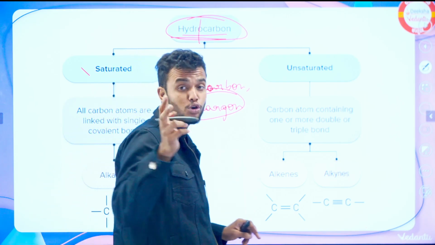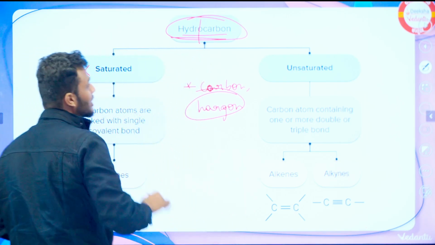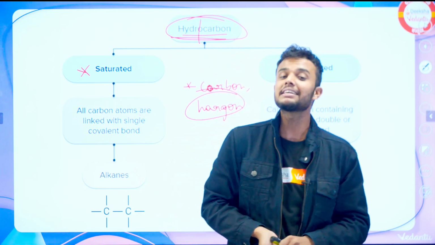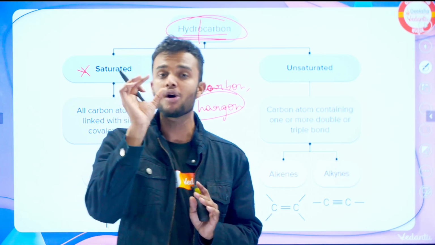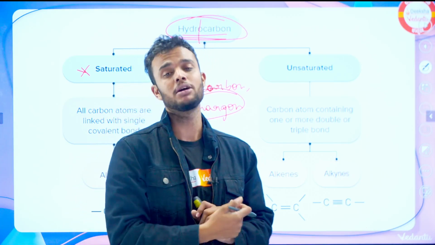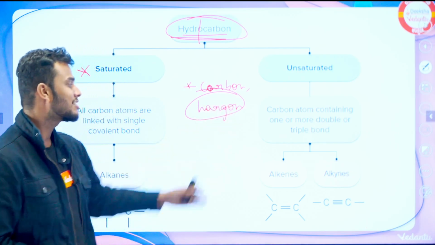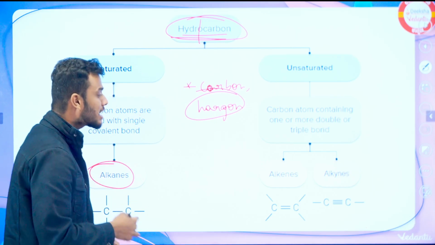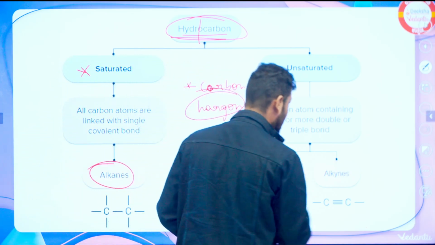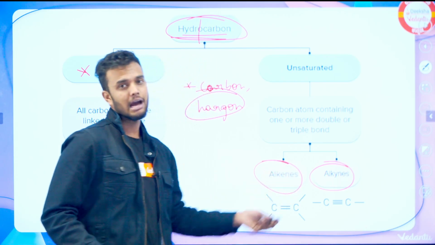Hydrocarbons are classified into two types. The first one is saturated, and the second one is unsaturated. Saturated means all the carbon atoms present in the hydrocarbon have single bonds. Unsaturated means it has double bonds or triple bonds. Single bond hydrocarbons are called alkanes. Double bond hydrocarbons are called alkenes. Triple bond hydrocarbons are called alkynes.